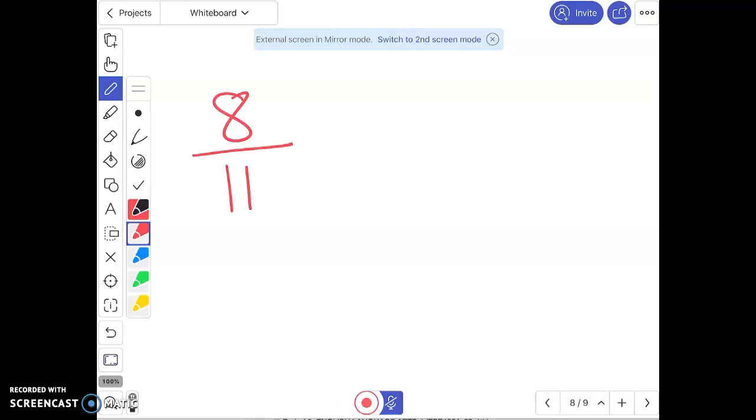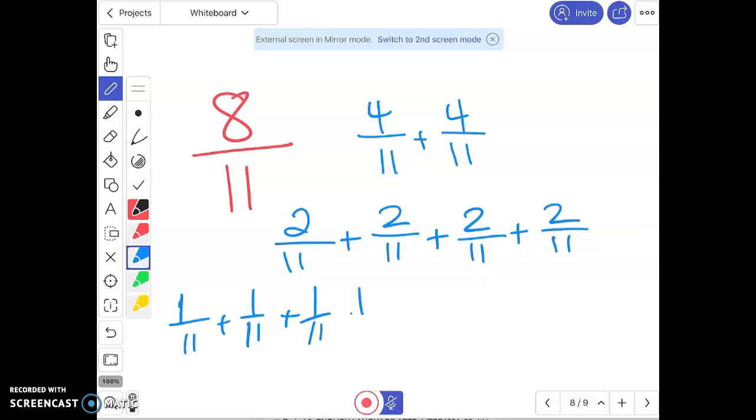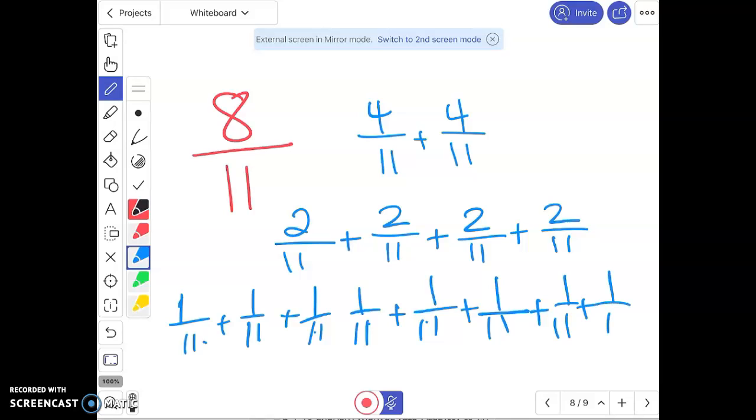8/11. I could do that a couple different ways. I could do 4/11 plus 4/11. I could do 2/11 plus 2/11 plus 2/11 plus 2/11. I could break that all the way down to all unit fractions. 1/11 plus 1/11 plus 1/11, plus 1/11, this is a lot of ones, plus 1/11. 1, 2, 3, 4, 5, 6, 7, 8. All of these equal 8/11.